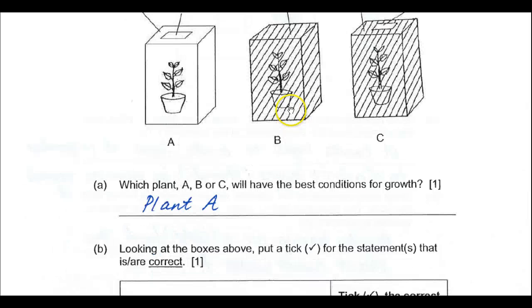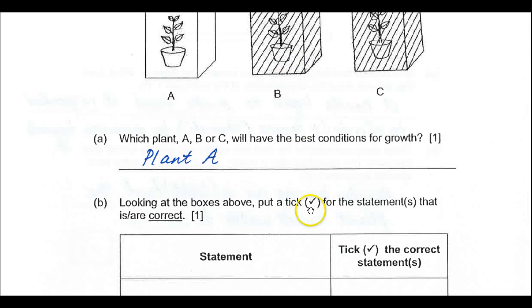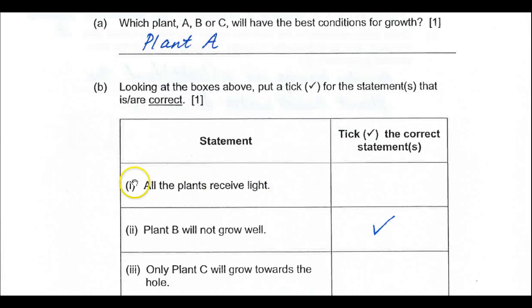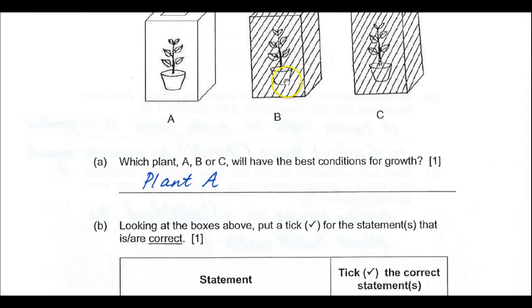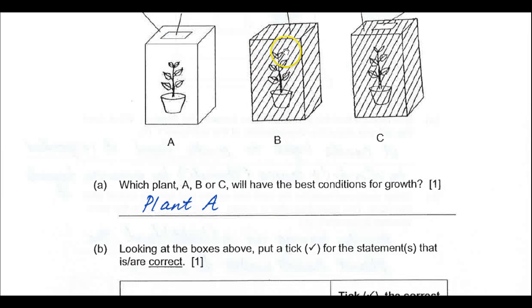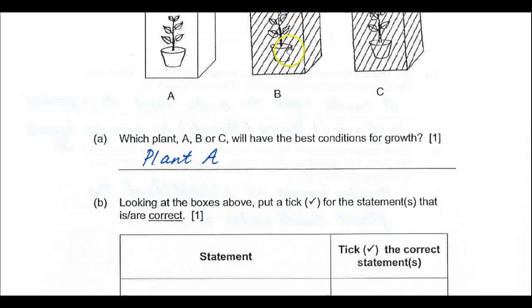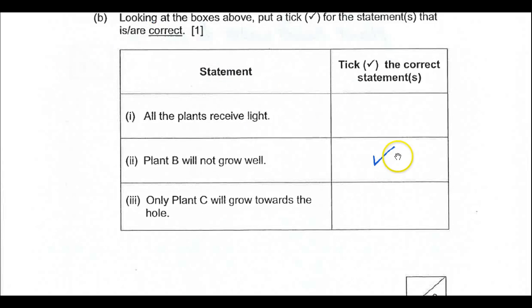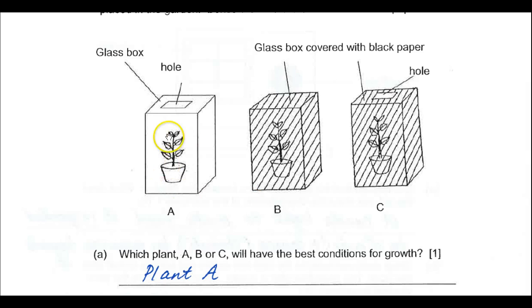Now looking at the boxes above, put a tick in the statement that is correct. All plants receive light, not true, because of B, so you don't put a tick here. Plant B will not grow well. Yes, definitely, because it lacks one of the conditions besides air, food and water. There is so much less light, so this is true. Next, only plant C grows towards the hole, not true. Although this is normal, you still continue to grow as long as it's growing taller, you go through the hole.